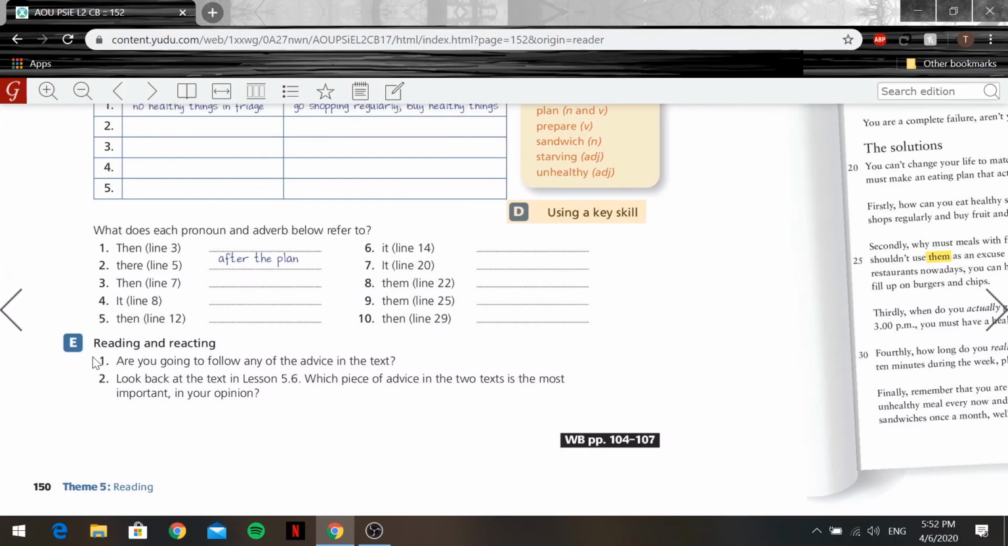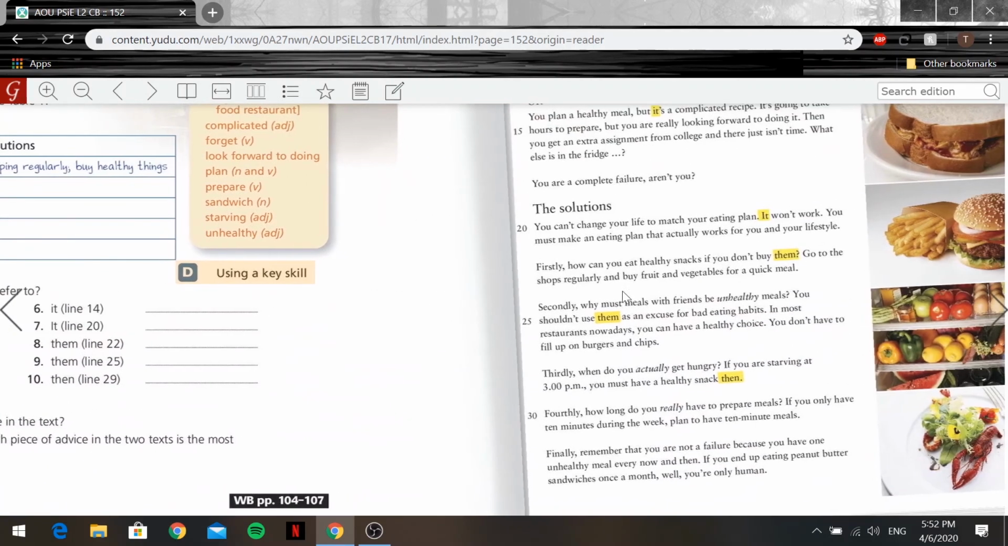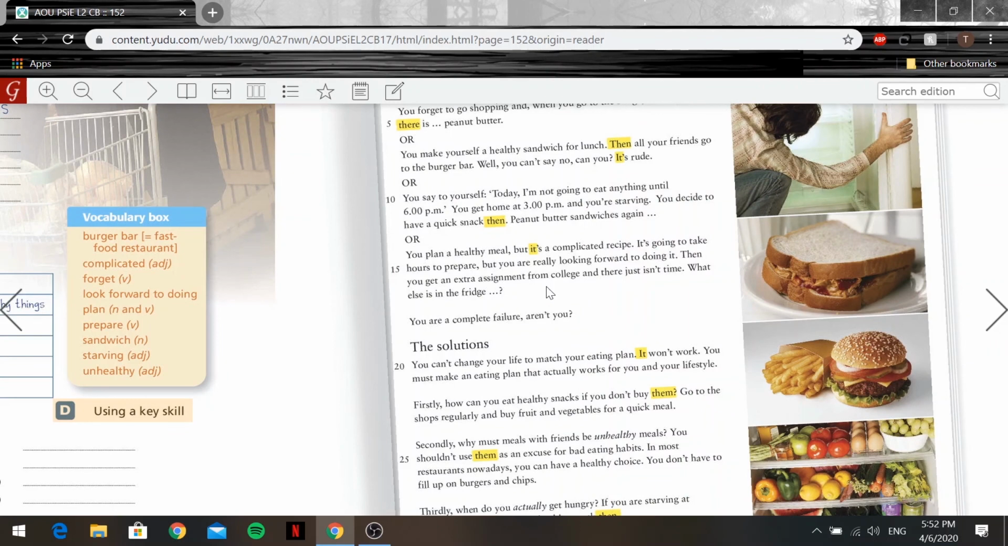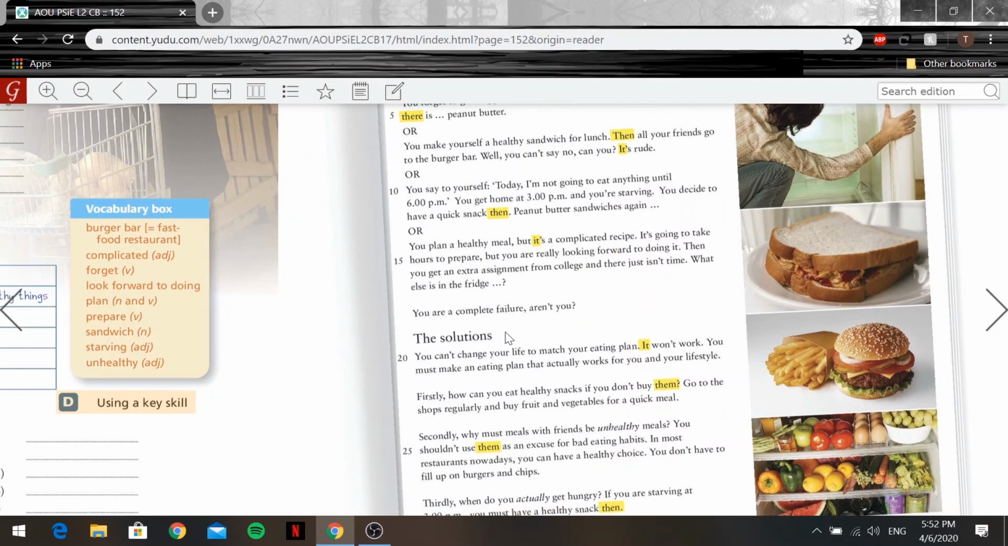We did this. So reading and reacting. This is going to be up to you. I'll ask you this question once. So are you going to follow any of the advice in the text? Up to you, but I certainly will. Yeah, I think that planning your meals and planning your food is a good way to stay in shape and have satisfying meals without feeling, you know, guilty right after.